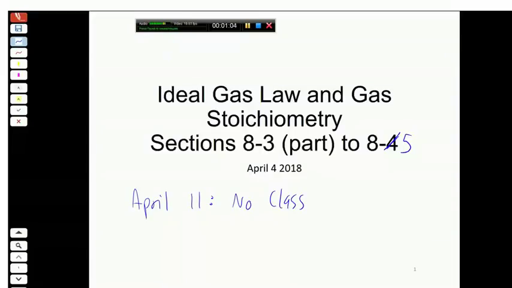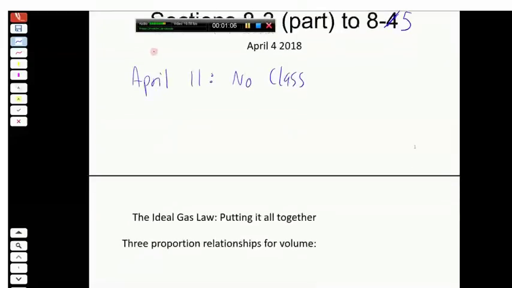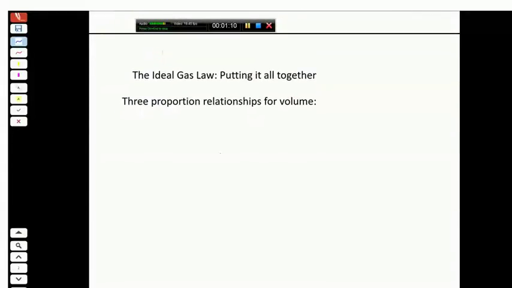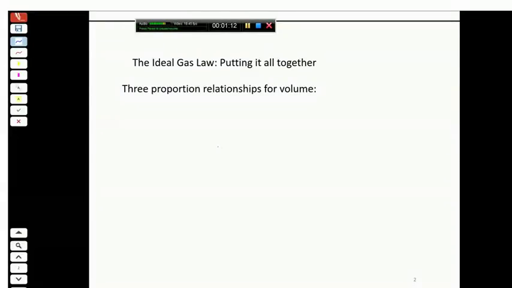Alright, so let's get into what we're going to do today. So last time we talked about all of these individual gas laws, which were derived by looking at the relationship between the volume of a gas and the other parameters that are associated with that gas, namely the temperature, the pressure, and the number of moles. So we saw that there was three individual relationships, and you should be at least a little bit familiar with these, at least the names of them, just from a historical standpoint, are important.